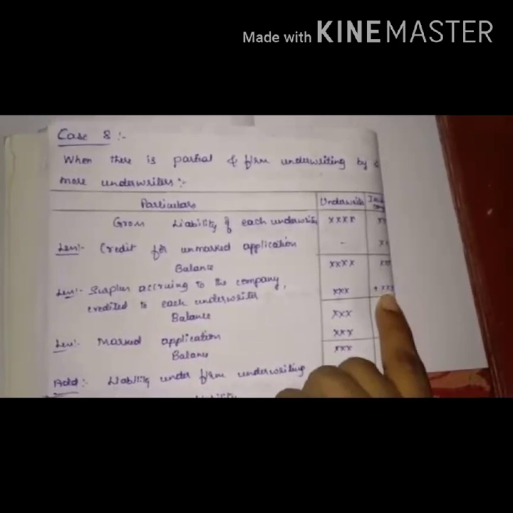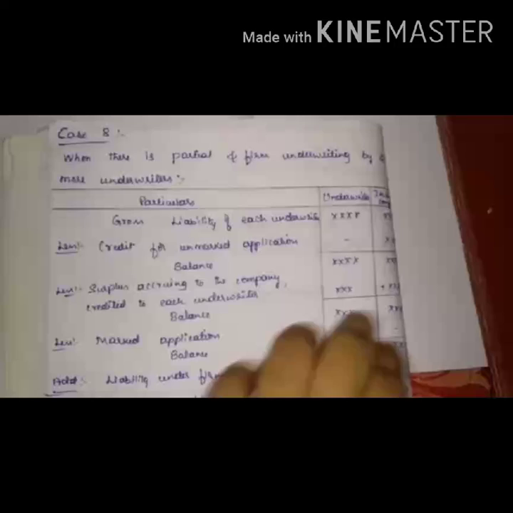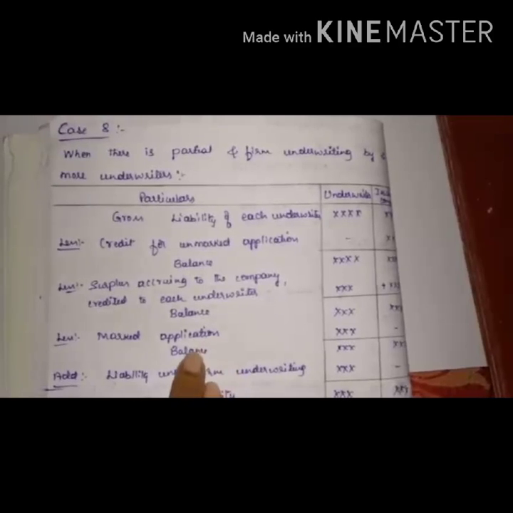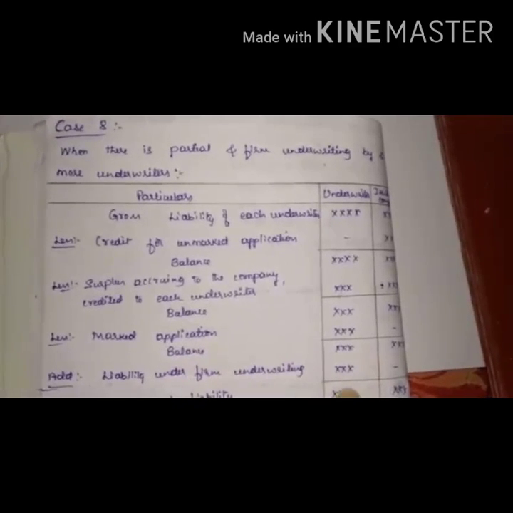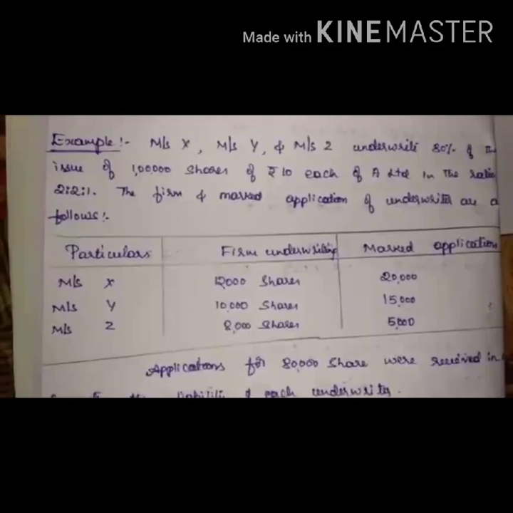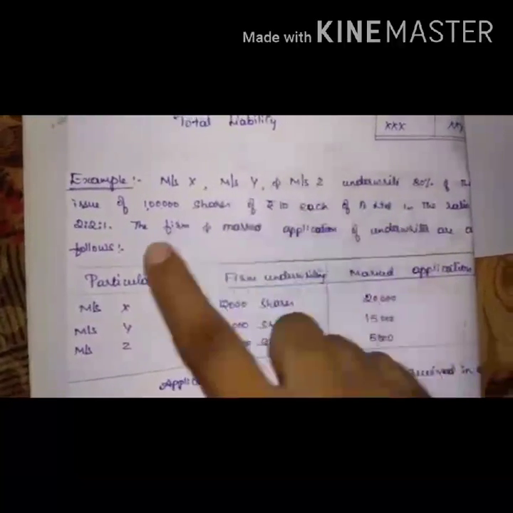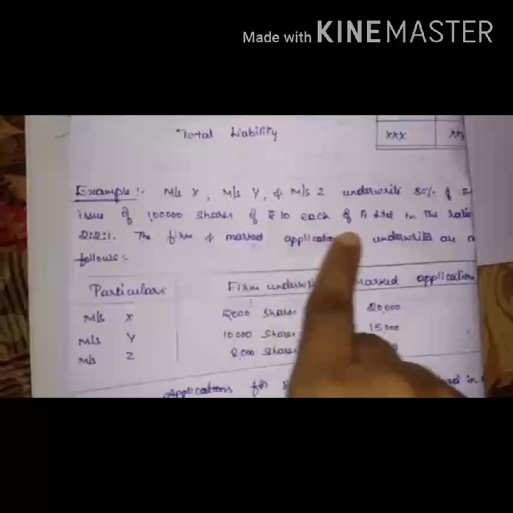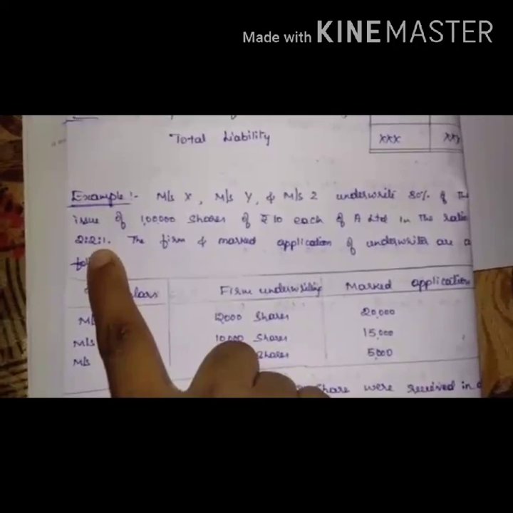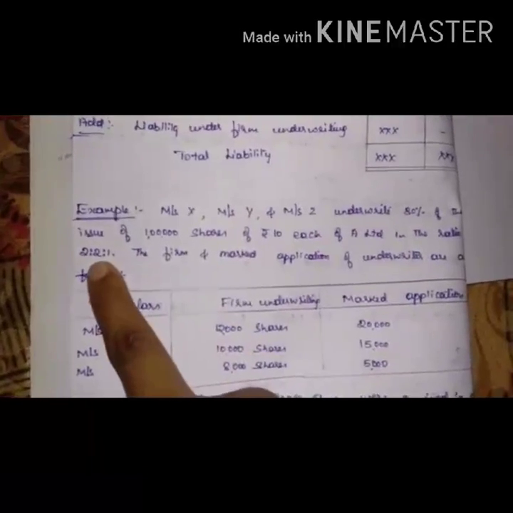So if a company gets a surplus, then that surplus we have to share among the remaining underwriters, that is between underwriters. Less marked application, less liability under firm underwriting. We'll see with an example. Messrs. X, Y and Z underwrite 80%, that means part of the issue. Total shares is 1 lakh shares of A Limited in the ratio of 2:2:1. So these three underwriters underwrite 80% of the issue, in the ratio of 2:2:1.